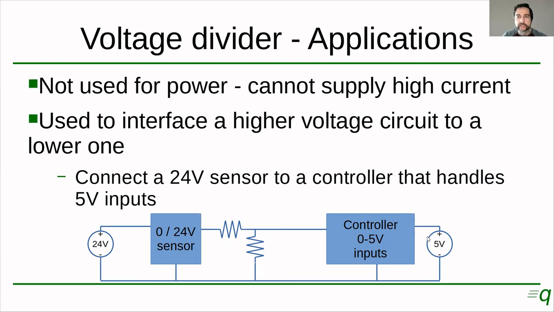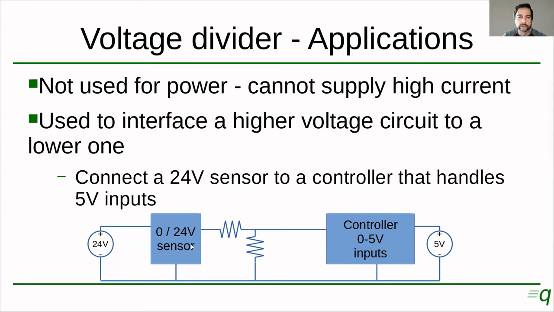So we're not obtaining 5 volts from these 24 volts, or not with a voltage divider anyways, because like we said, we cannot use a voltage divider to supply power to another device, because the current is going to be very, very limited. But we can use it to lower the voltage from these 24 volts.